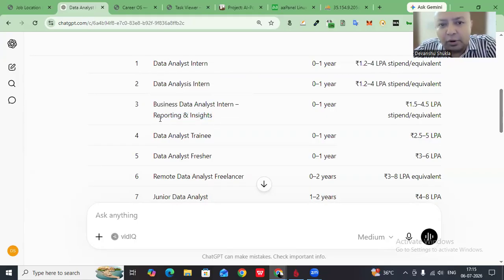Now, what do you understand by reporting and insights? This means you have to do what happened in data and why did it happen.